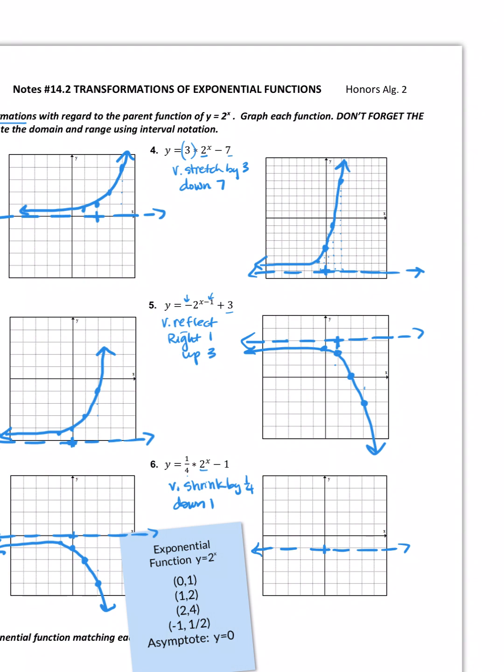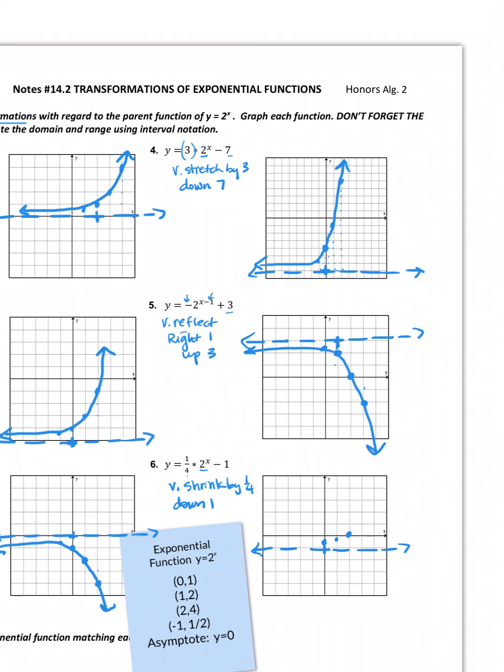Now, vertical shrink by 1/4. So instead of going from the y-axis up 1, I'm going to go 1 times 1/4. So I go up only 1/4 of the way, very small amount. I go over 1, instead of going up 2, 2 times 1/4 is 1/2. Instead of going over 2, instead of going up 4, I'm going to go up a whole 1, which puts me right there. So it's very, very slow growing.